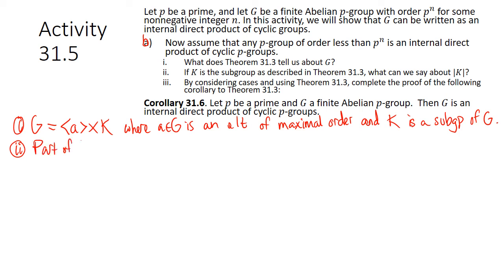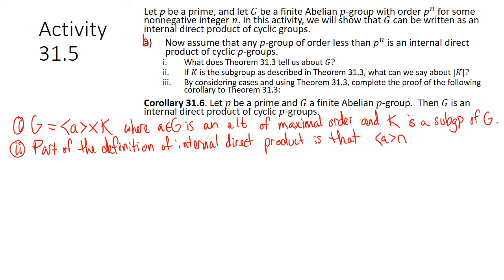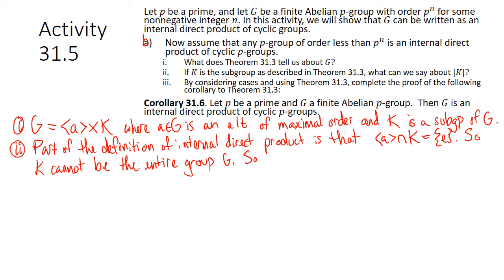Part of the definition of internal direct product is that the cyclic subgroup generated by a and the subgroup K have to only intersect in the identity. So what this means then is that K cannot be the entire group G. Okay, so the order of K has to be strictly less than the order of G.